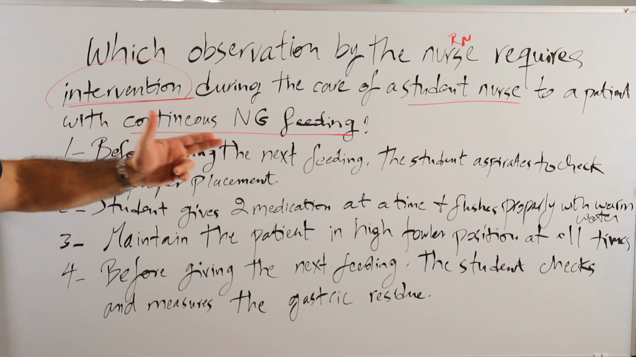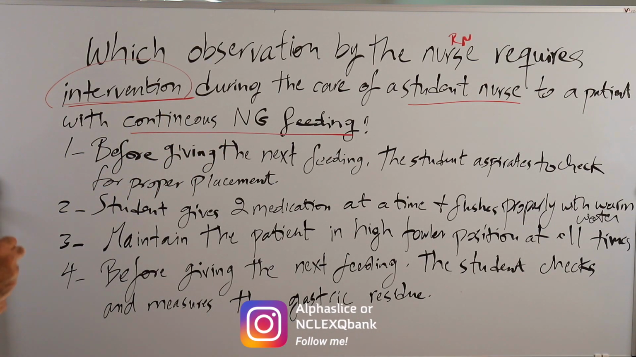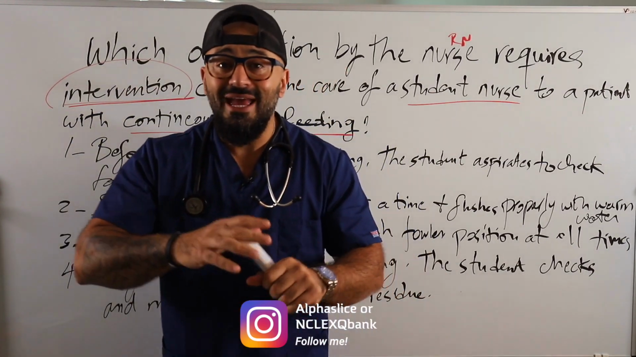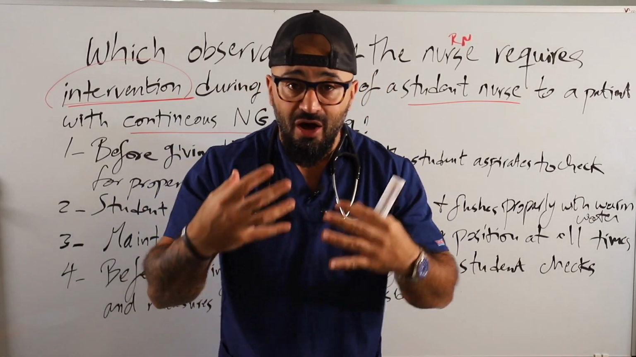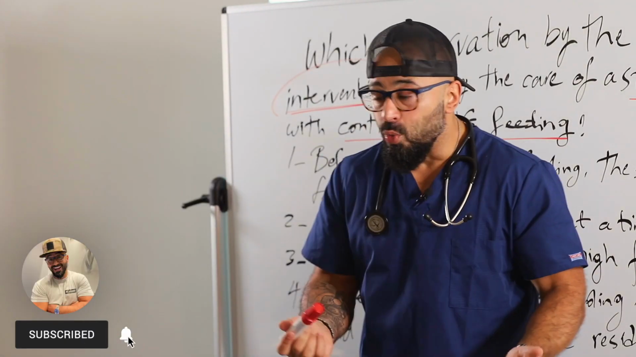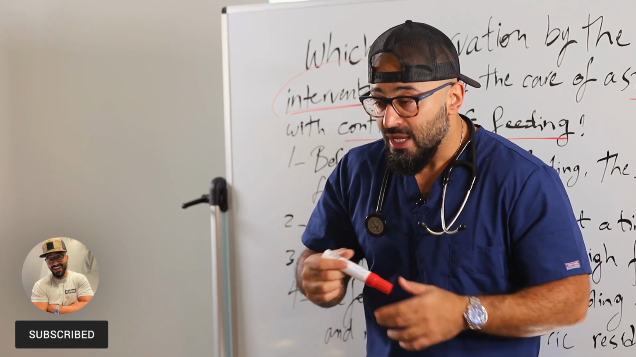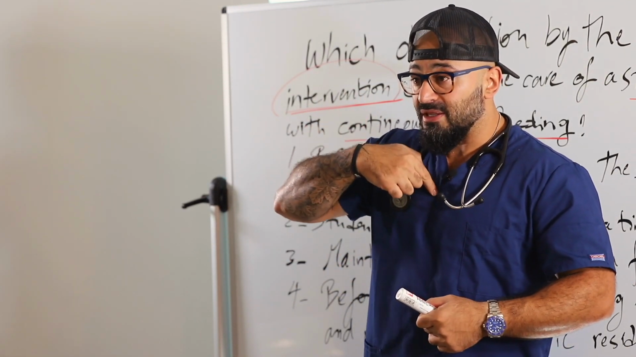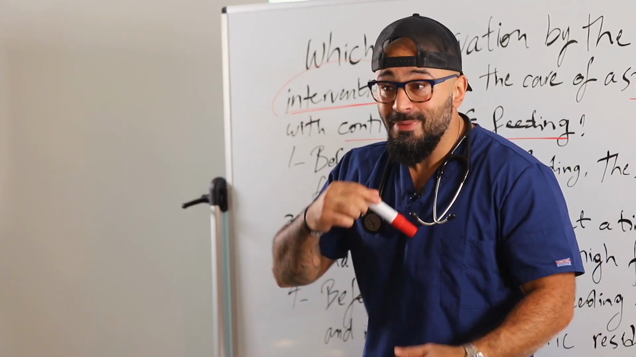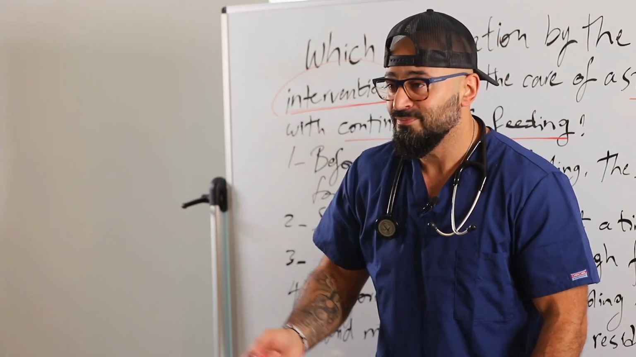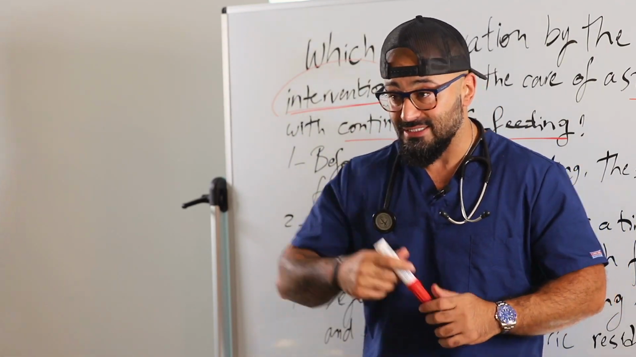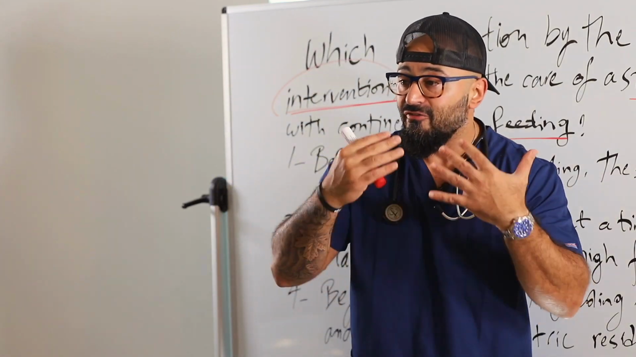So before giving the next feeding, the student aspirates to check for proper placement. To me, this is a good practice, because before you give the next dose of feeding, the meal for the patient in the NG or gastrostomy, you've got to check placement. What if the tube is not in place, and you're giving feeding up in the, I'm going to pronounce this properly, esophagus, or maybe the tube is right here, and then the patient is aspirating, right? Or maybe it's further down in the small intestine, the duodenum, right? So of course I've got to check for placement.